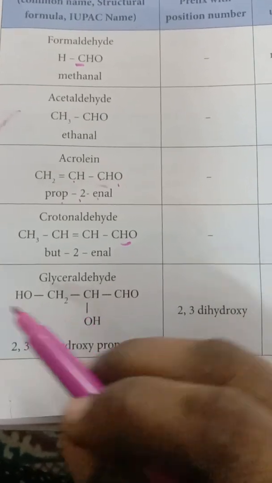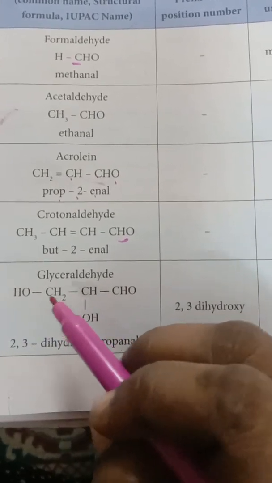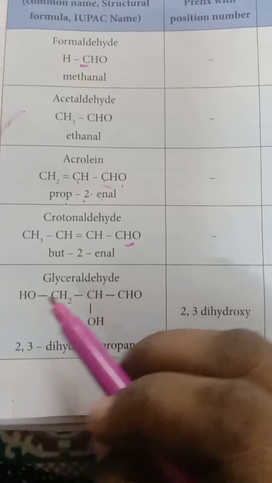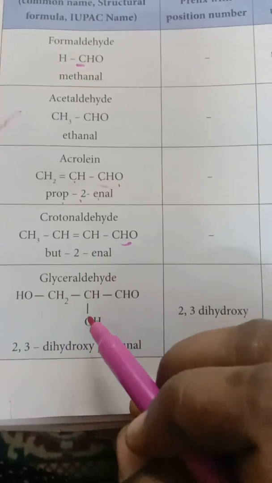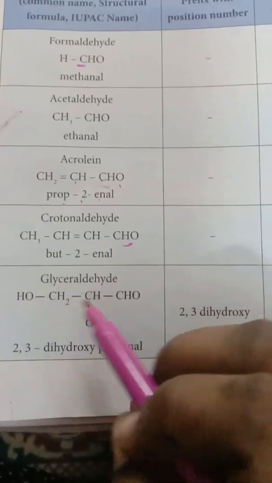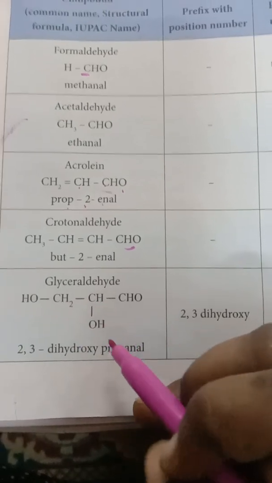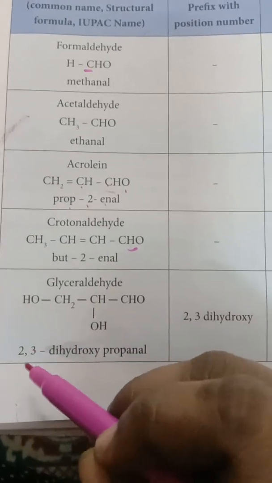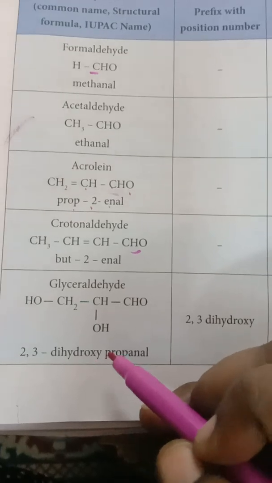So 2 hydroxy groups are present in the 1, 2, 3, the second carbon and third carbon. So 2,3-dihydroxy propan, only single bond is there, so propanal. So 2,3-dihydroxypropanal.